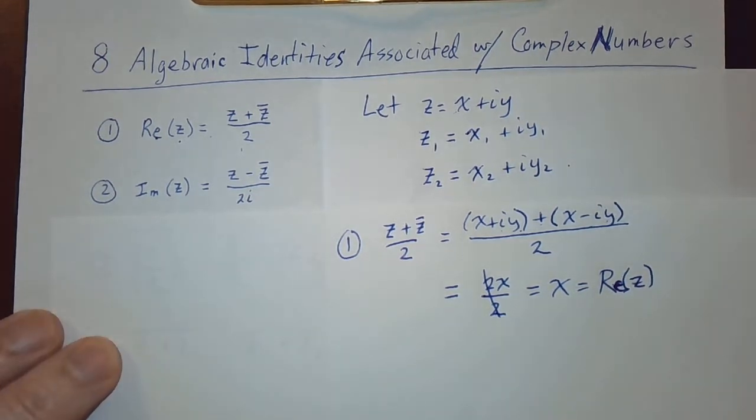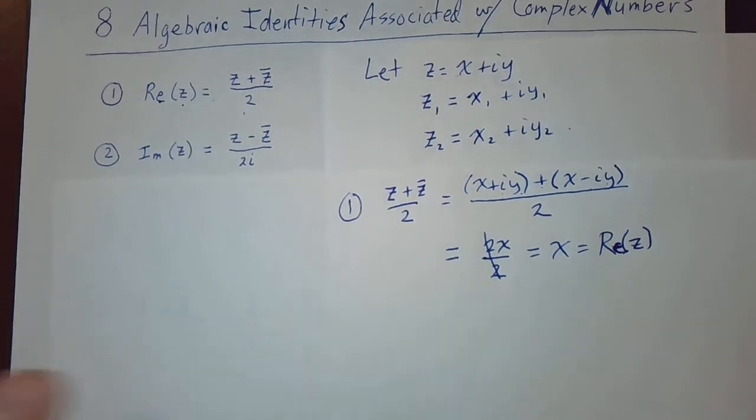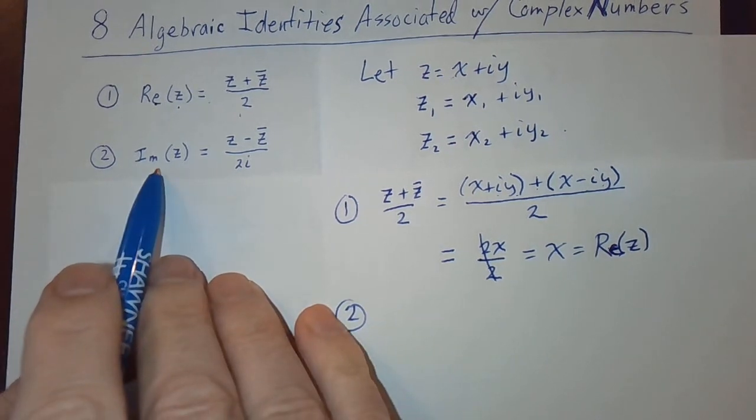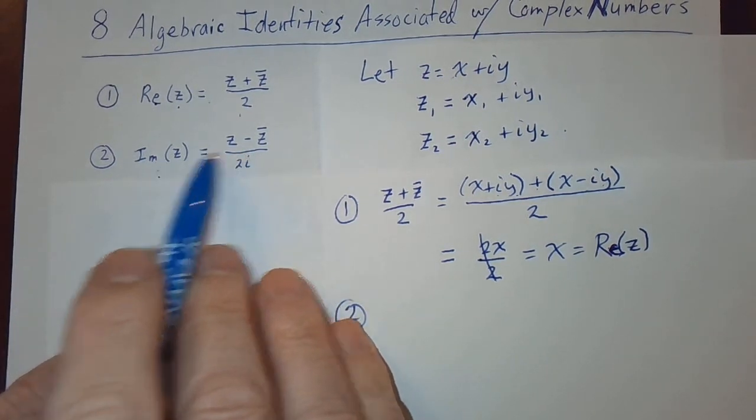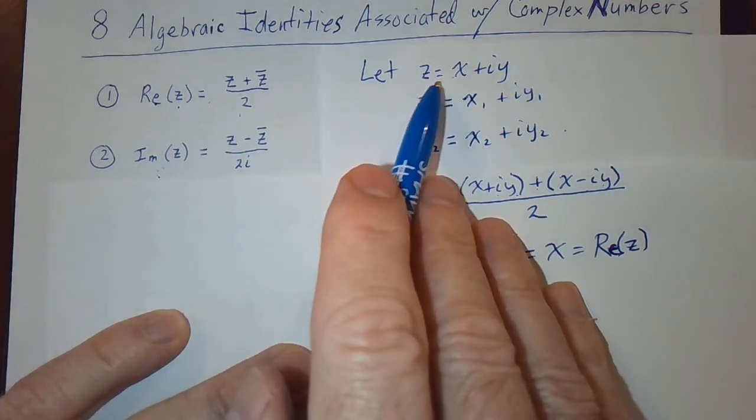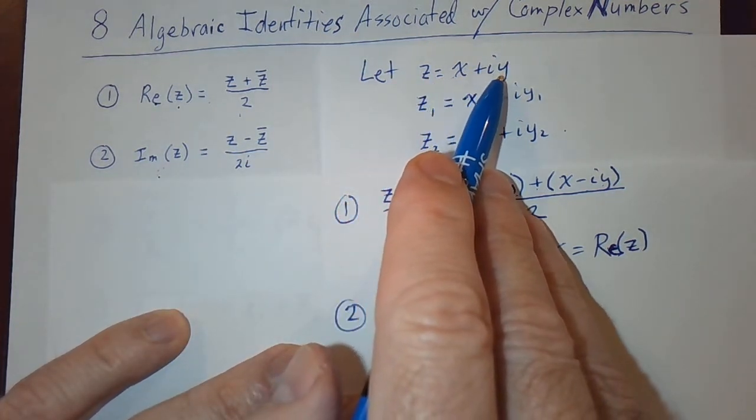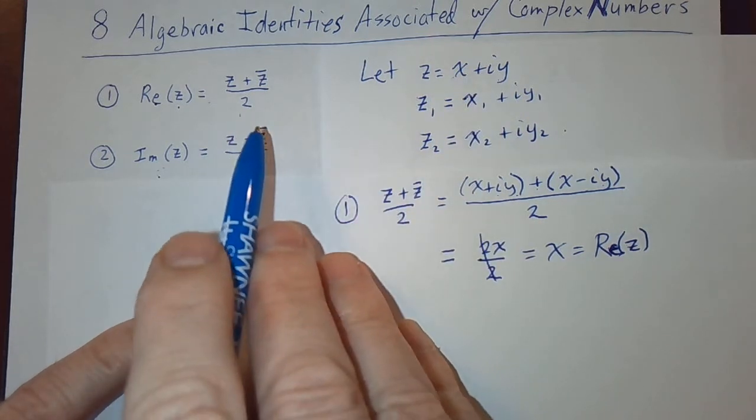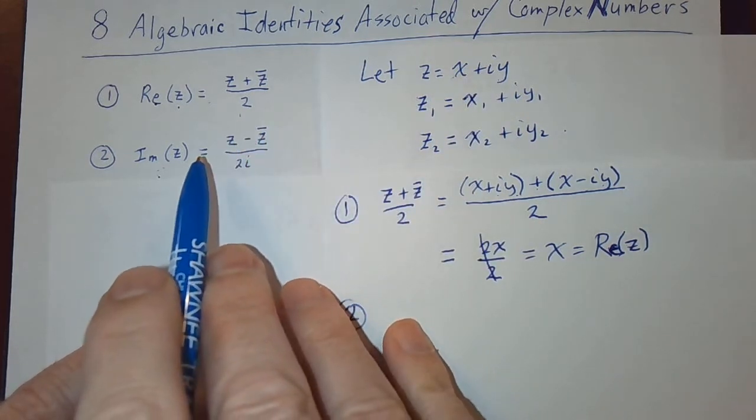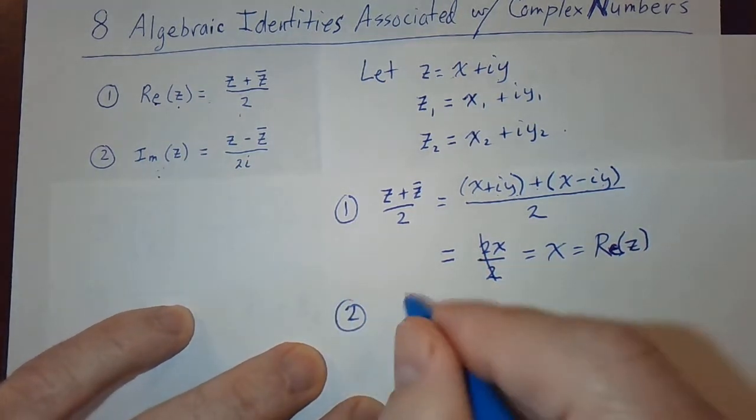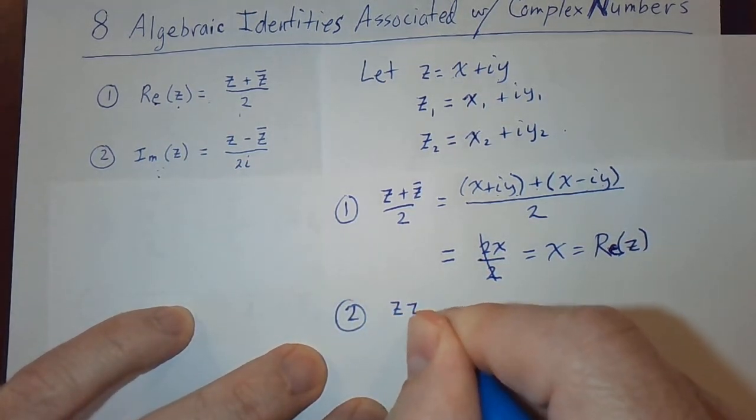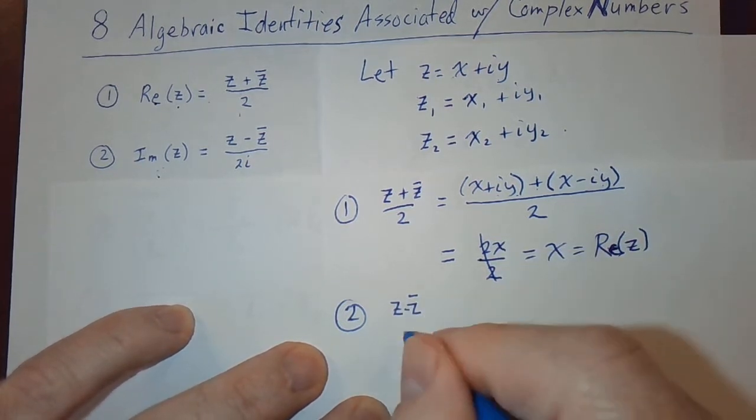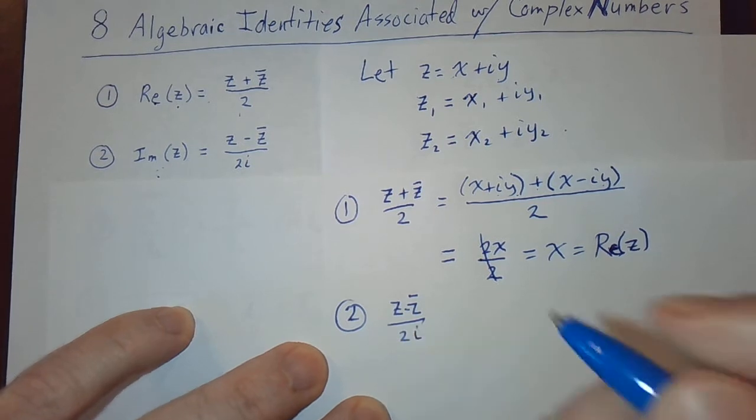Okay, now let's do number 2. Number 2 says that the imaginary part of z is equal to this expression. Well, we already know what the imaginary part of z is. The imaginary part will be just the real number y. So I'm going to start with this right-hand side and simplify it and verify that I get y, which is equal to this. So z minus z bar, complex conjugate, over 2i. That's what we're starting with.